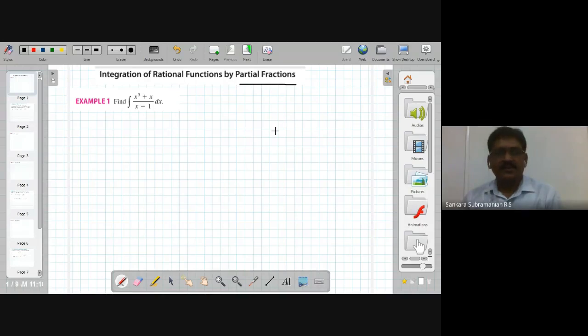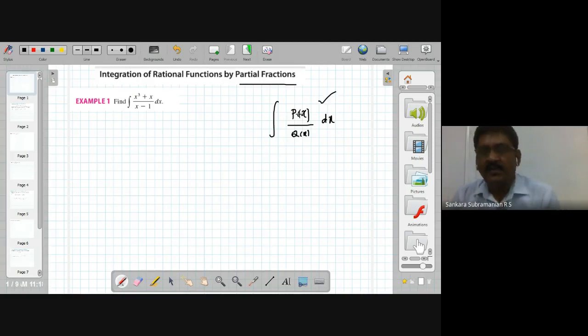The question will be like this: you have a function to be integrated, and that function will be p of x by q of x, into dx. This is what we are going to discuss today. We call it a fraction, or a rational function. We have to check the degree of the numerator, p of x, and the degree of the denominator, q of x.